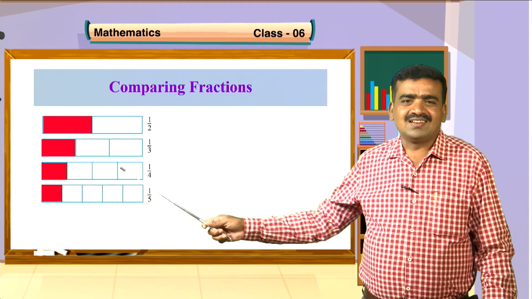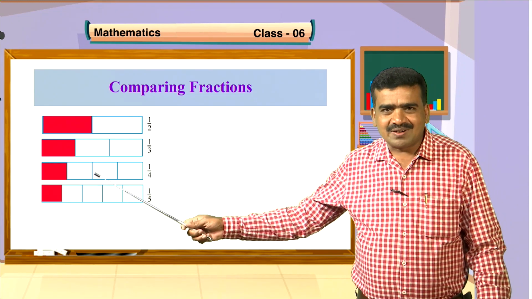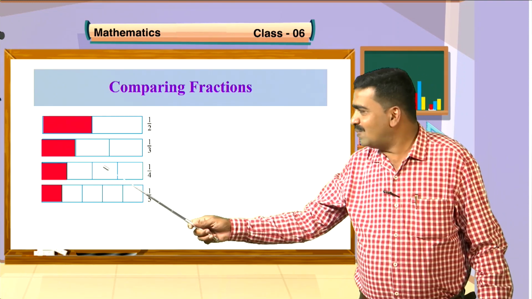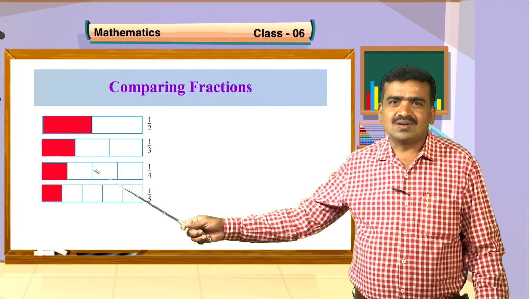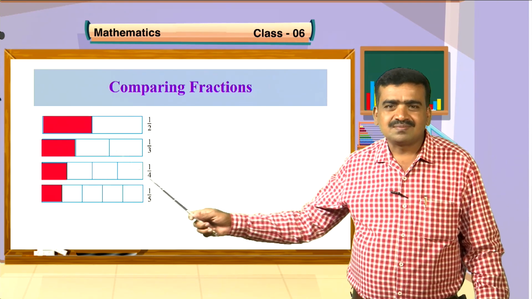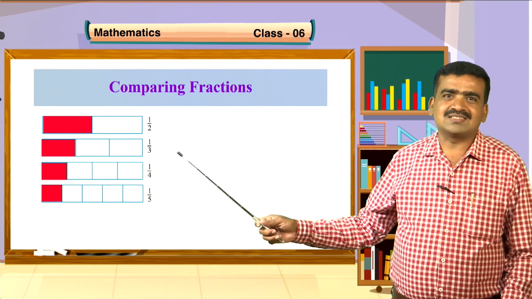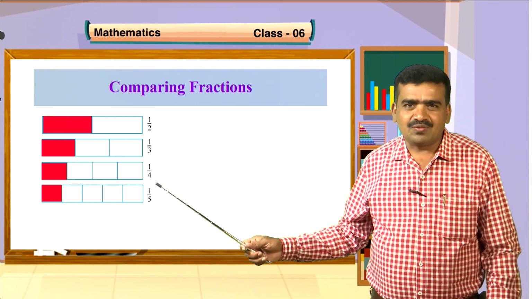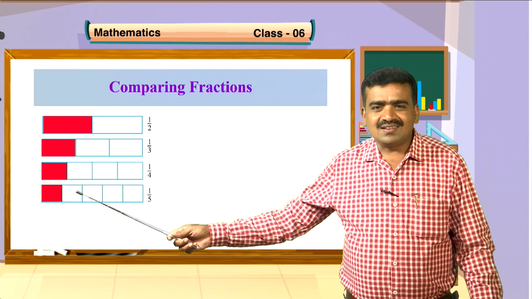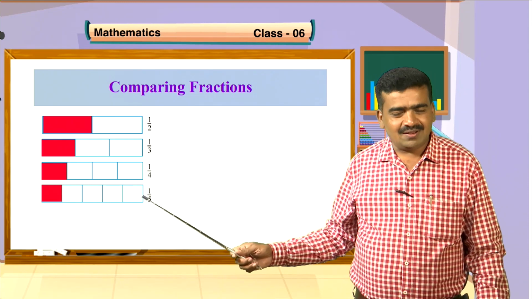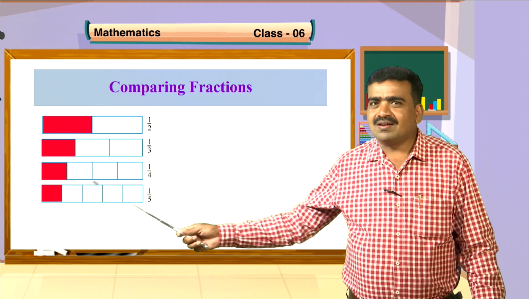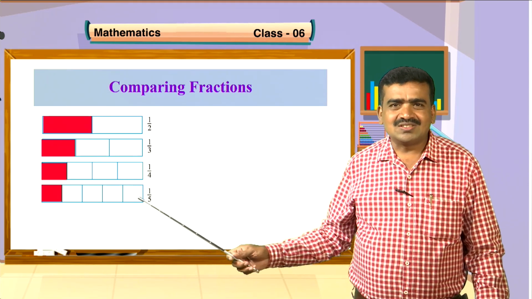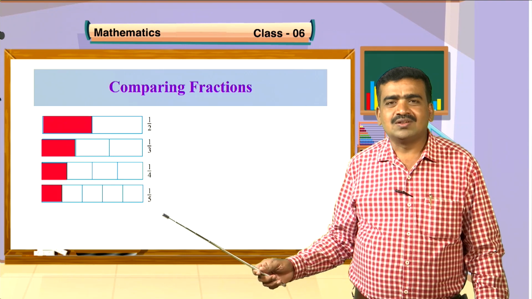Similarly, here the same rectangle is divided into 4 equal parts. Out of that, 1 part is shaded. How to represent the shaded portion? Very good. It is represented by 1 by 4, and here it is divided into 5 equal parts. Among 5 equal parts, one part is shaded. So that can be represented as 1 by 5.